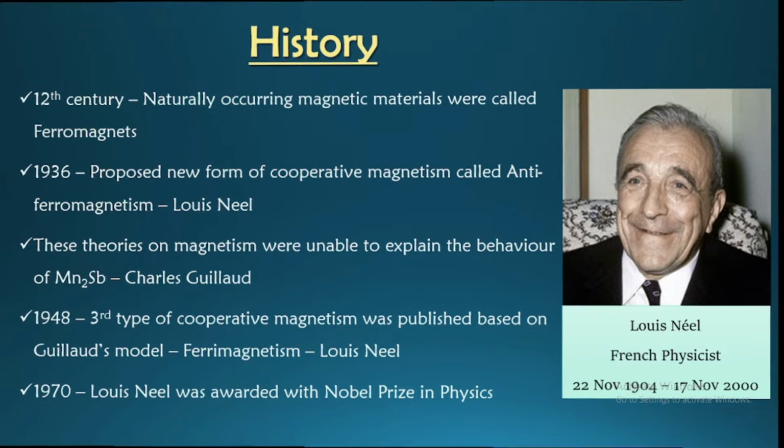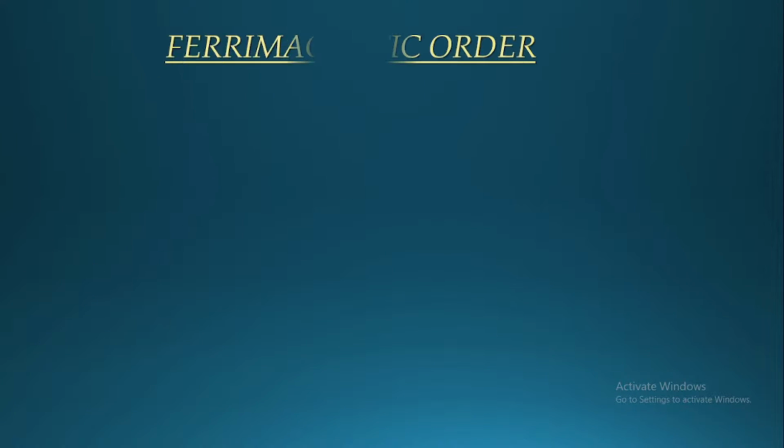Now, after knowing the history, let us understand the ferrimagnetic order. That is, what is the nature of magnetic moments or spins, whether they are equal or unequal, parallel or antiparallel, or whether they are random. All these factors we are going to cover in ferrimagnetic order.